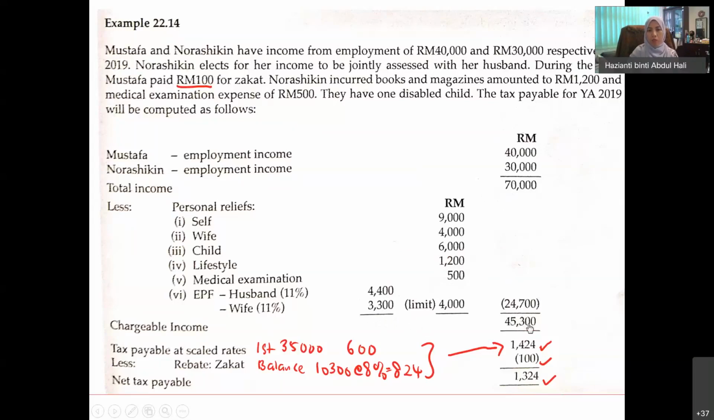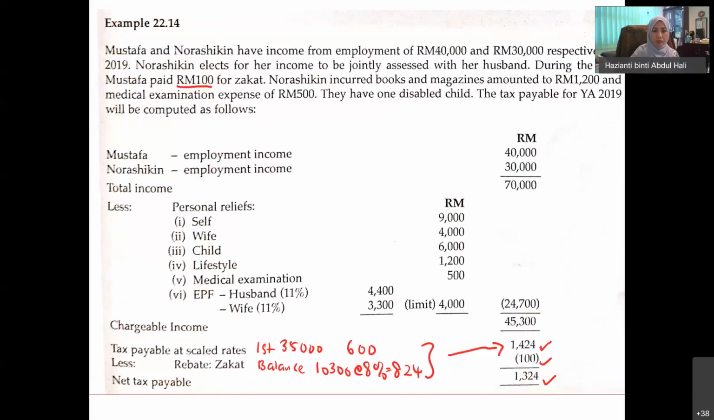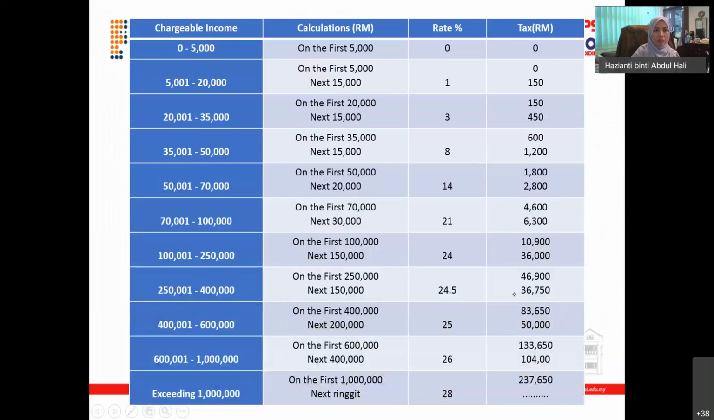So this is the relief they are entitled to, 70,000 total income minus the relief. The chargeable income would be 45,300. So this will be taxed at a scale rate. Kita tengok balik our scale rate tadi. Saya income dia berapa? 45,300. So based on the scale rate, 45,000 duduk dekat sini, in between 35 until 50,000. So on the first 35,000, the tax paid is 600. The next, the remaining would be 8%.